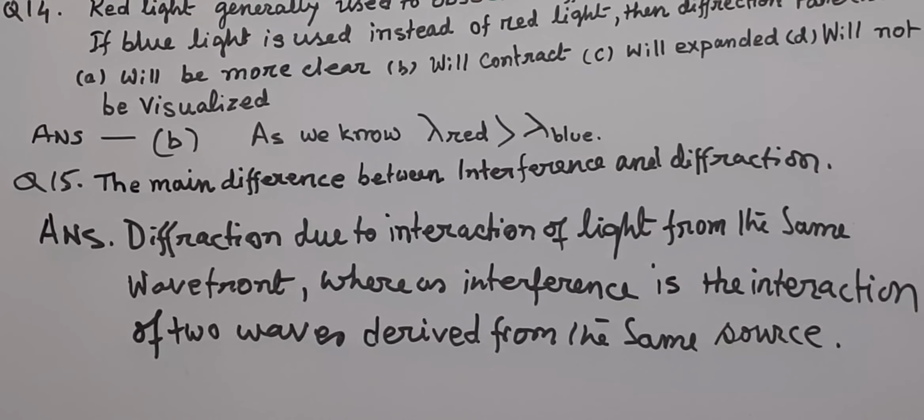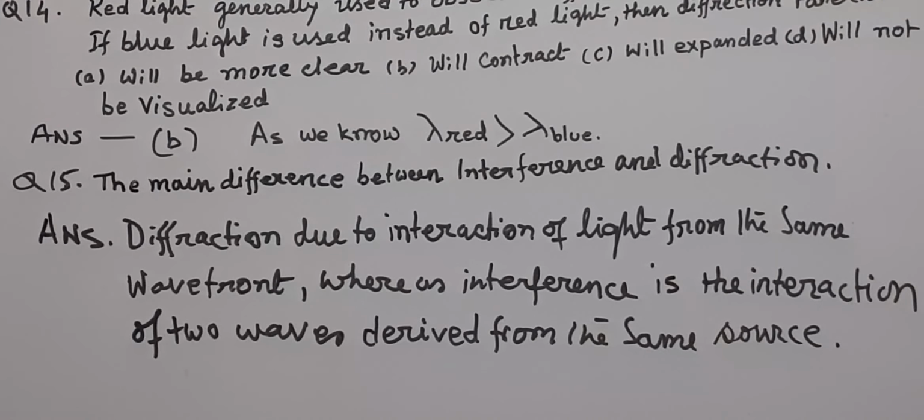The main difference between interference and diffraction. Diffraction is due to interaction of light from the same wavefront, whereas interference is the interaction of two waves derived from the same source.